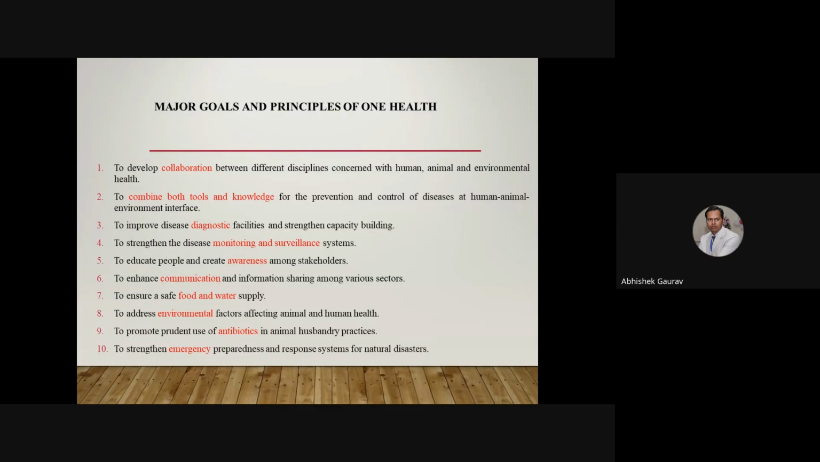Then, to strengthen emergency preparedness during disasters, we know that flooding, earthquakes, extreme climates, and extreme temperatures can lead to the emergence of diseases. So these are some of the major goals and principles of One Health.